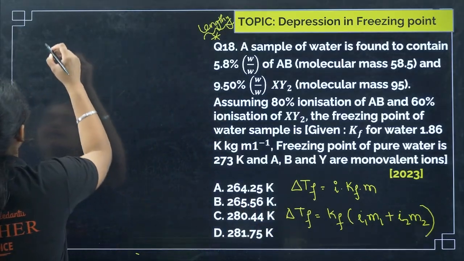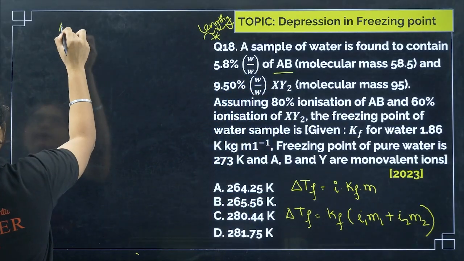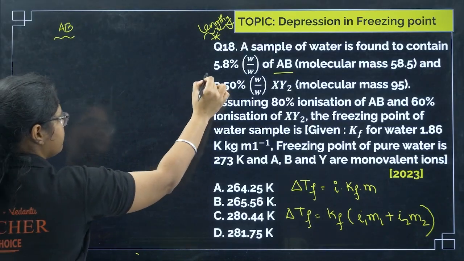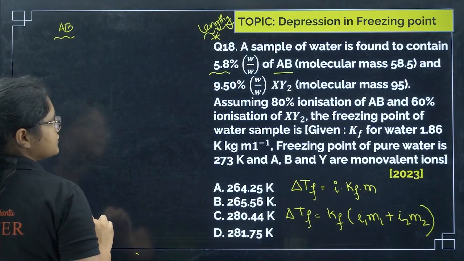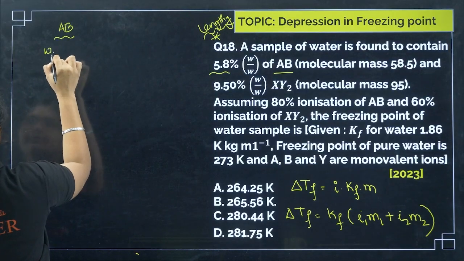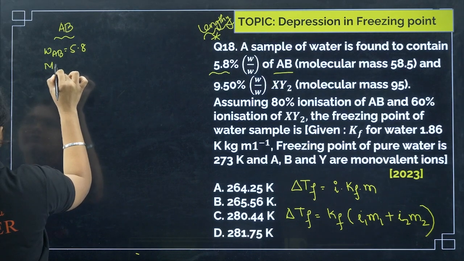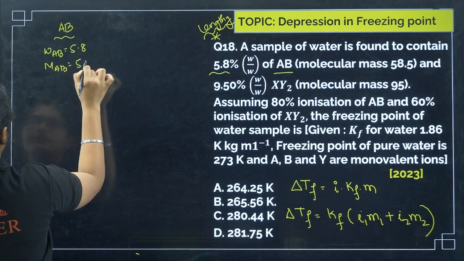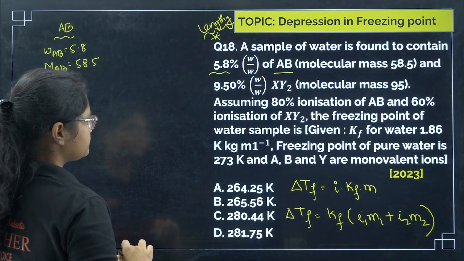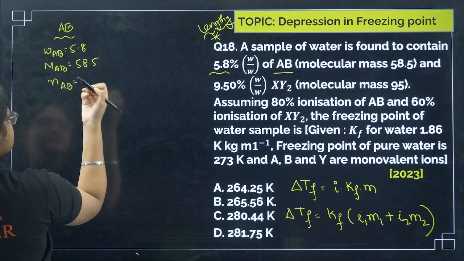I have taken AB. The first solute given to me is AB, right? So let it be AB. For AB, I have 5.8%, so what is the weight of AB? 5.8. What is the molar mass of AB? 58.5. Then can I calculate the number of moles of AB here? Given mass by molar mass.